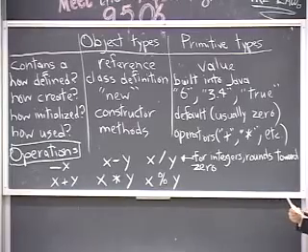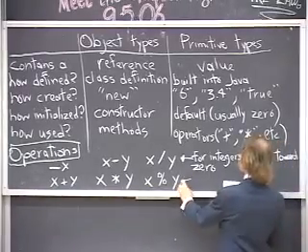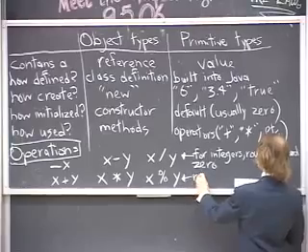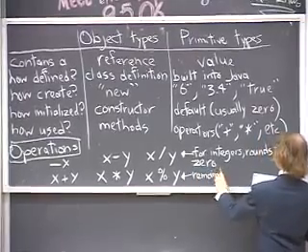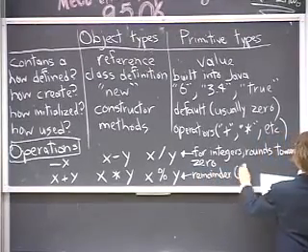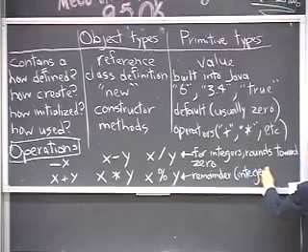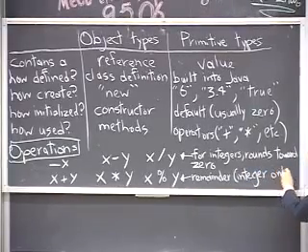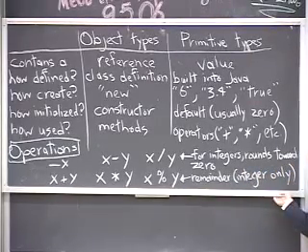For the remainder operation, well, that's an integer-only operation. You cannot use the % sign on floating point numbers. Integers only.